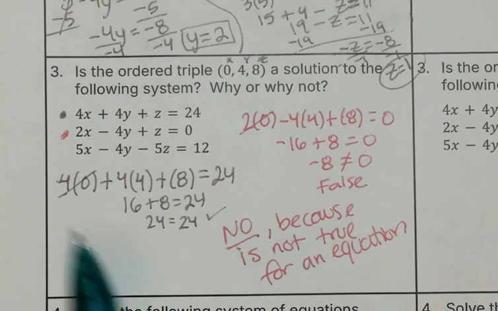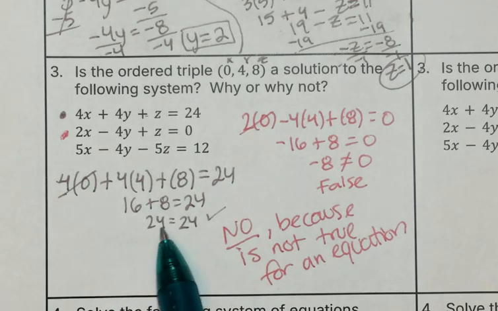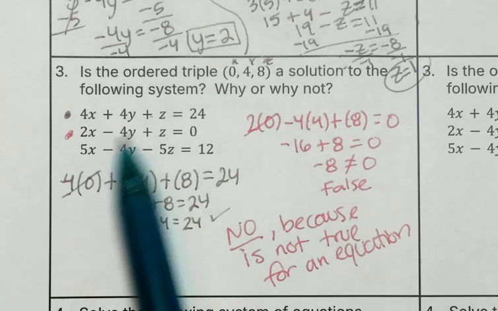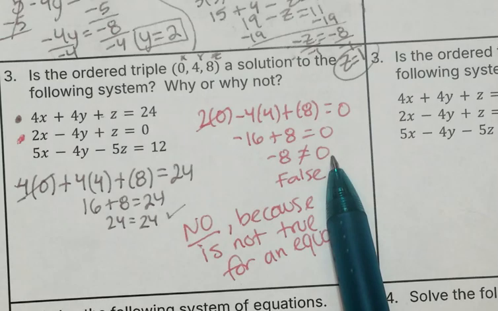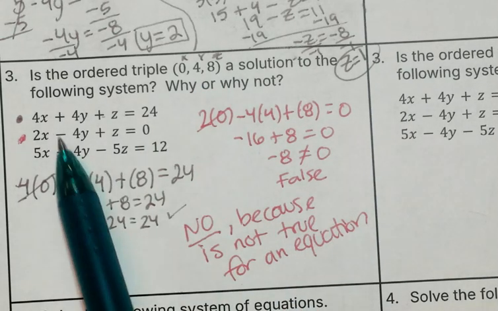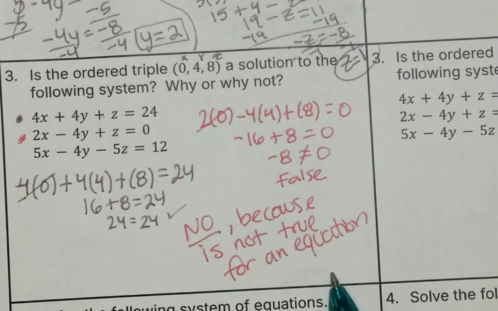In this example, when I substituted the values in the first equation, it was true. We got 24 equals 24. However, when we substituted those values in the second equation, it showed a false statement at the end. That means this triple is not a solution to the system because it's not a solution to that second equation. It's not true.